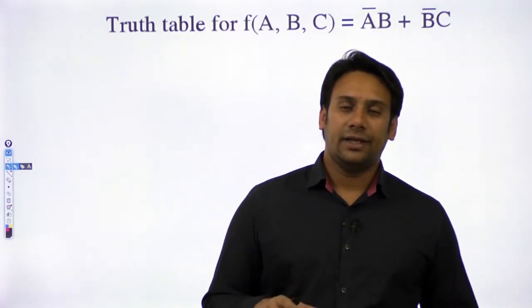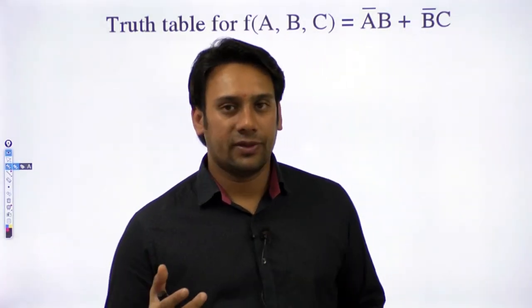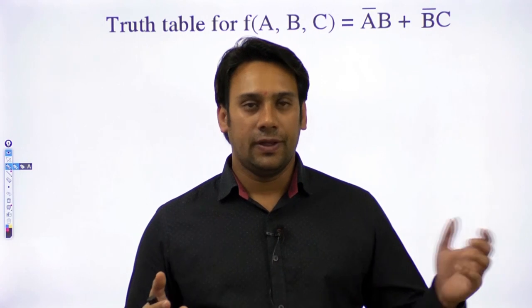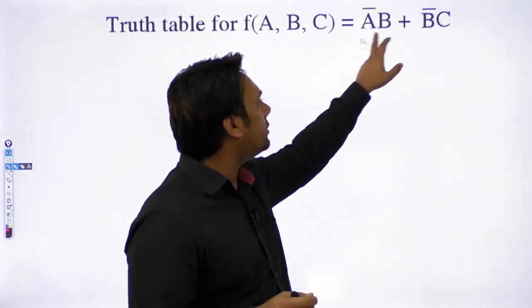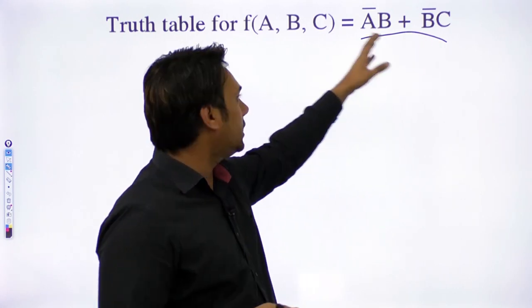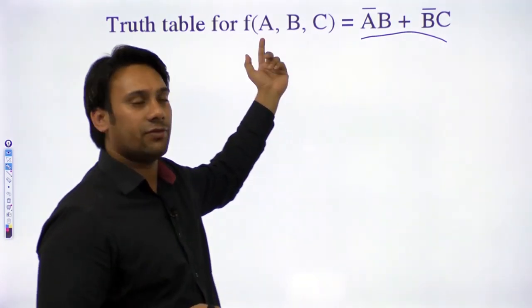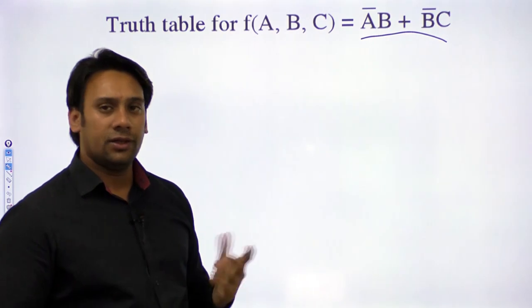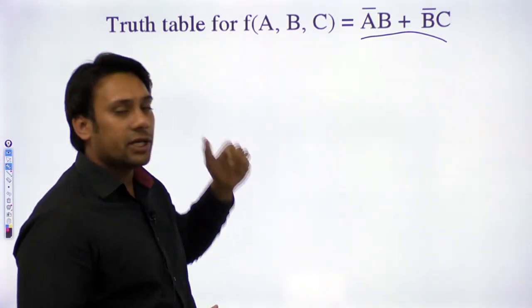We can represent every Boolean expression with the help of a function. Just like you can see, this is a Boolean expression which is A complement B plus B complement C. I can represent this Boolean expression with the function f of A, B, C. We have already seen this. But can we make a truth table for this?